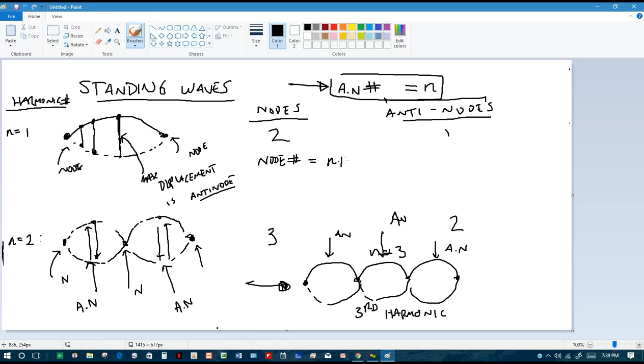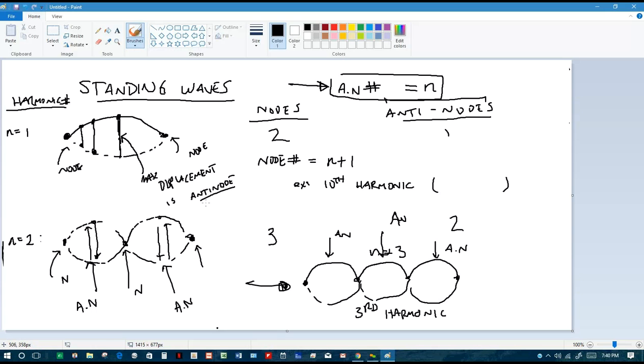equals n plus 1. So in the case that someone said, how many nodes will there be in the 10th harmonic? Well, how many loops would there be in the 10th harmonic? It would be 11. So let's look back at the first harmonic.